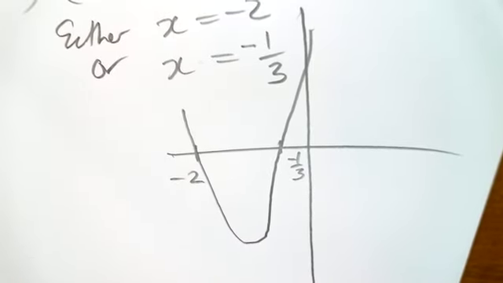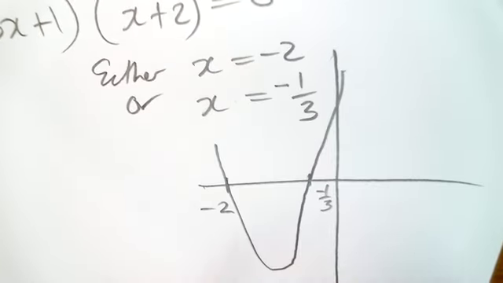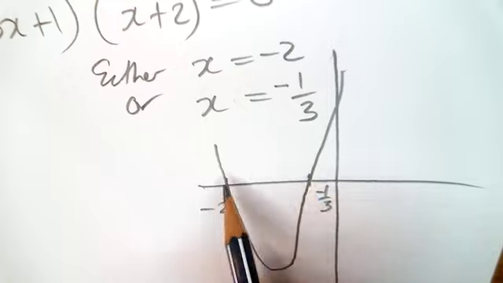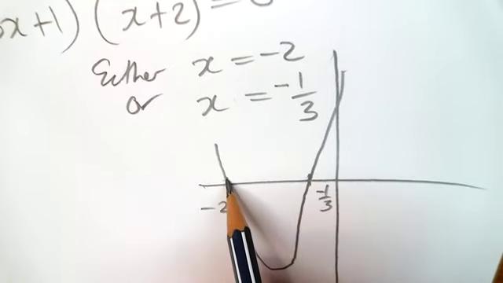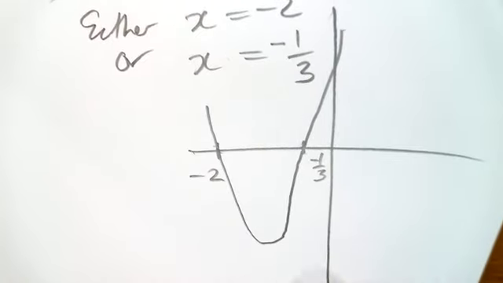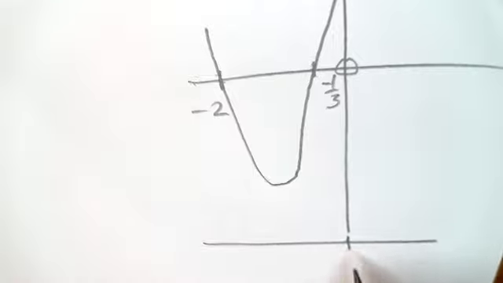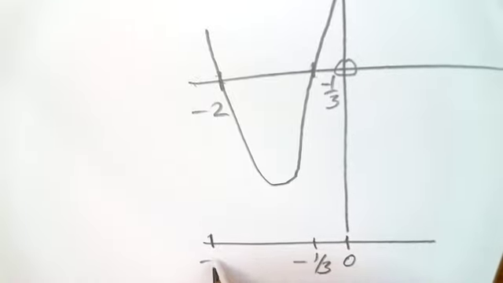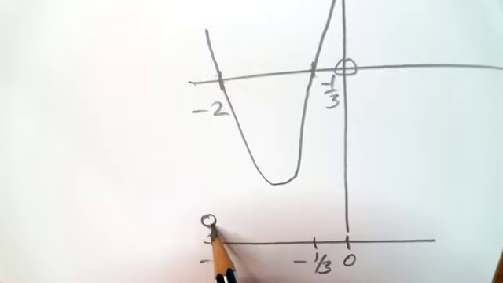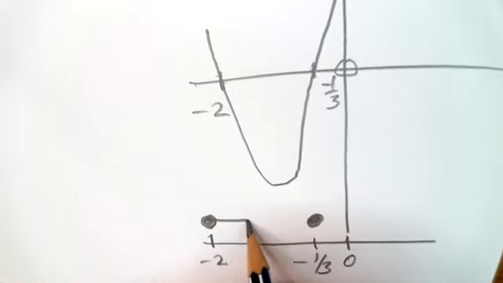All right. It's going to be less than or equal to 0, because it's going to be equal to as well. It's going to include these 2 points. But because it's less than, it's going to be all the points in the middle here. So if I drew my number line, here's my number line, straight underneath. Here's my 0 point. Here's my negative 1/3. Here's my negative 2 points. So it's going to be in between, including the 2 points though, because it's less than or equal to.